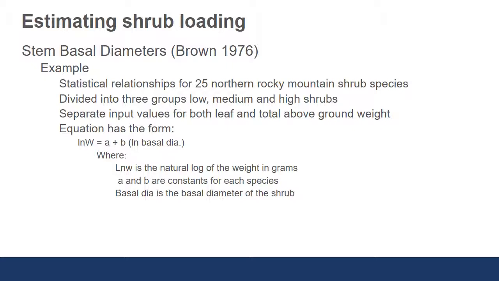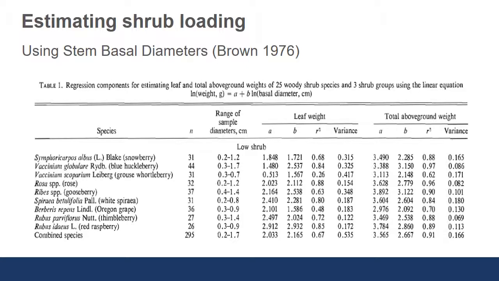In this paper, the equations have the form of the natural log of the weight is equal to a plus b times the natural log of the basal diameter. The weight is predicted in grams. A and B are species-specific constants. This table shows the number of samples used in the development of the equations, the range of those samples, and the A and B variables for both leaf-only and total weight.